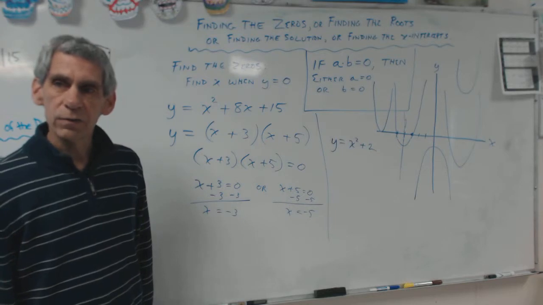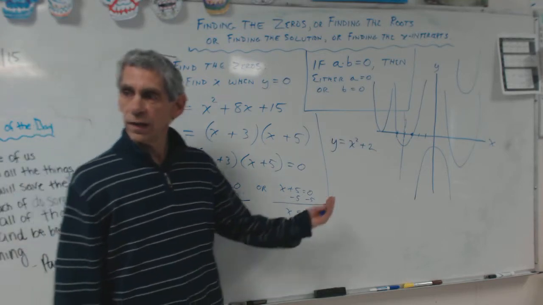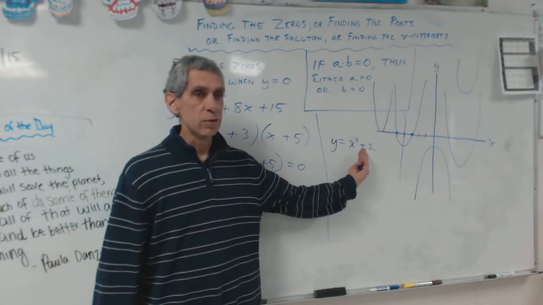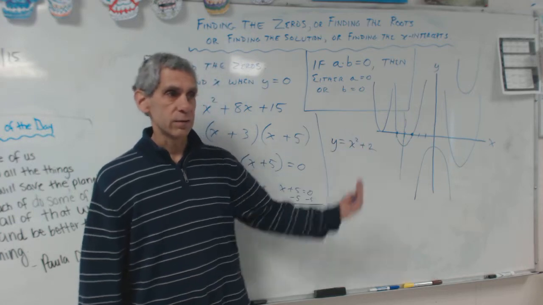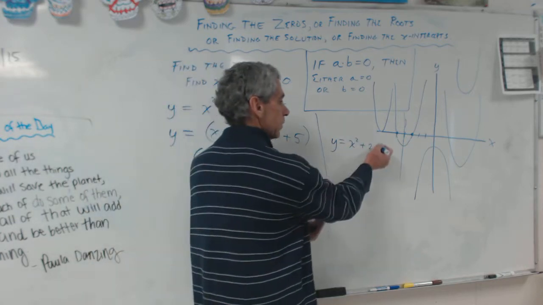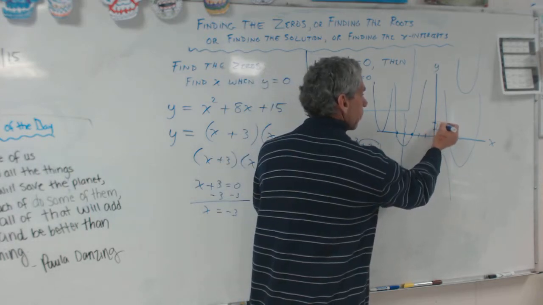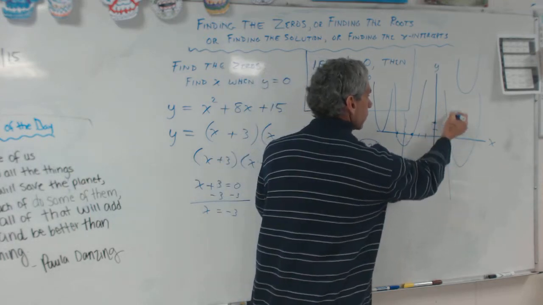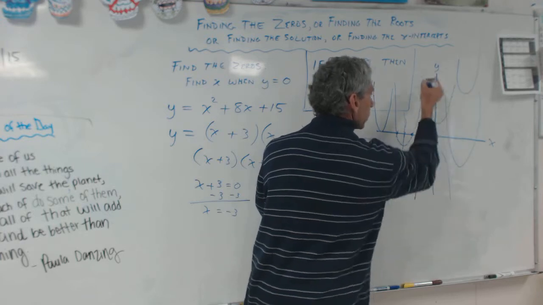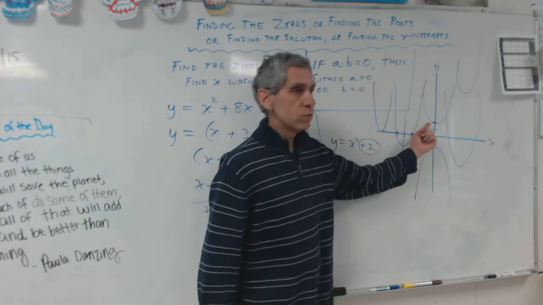Remember how to graph this? There's no b, there's no bx. It's going to be on the y-axis, right? That's my y-intercept, so it's up 2, dot, over 1, up 1, over 1, up 1, over 2, up 4, draw my parabola. Look, no solution.